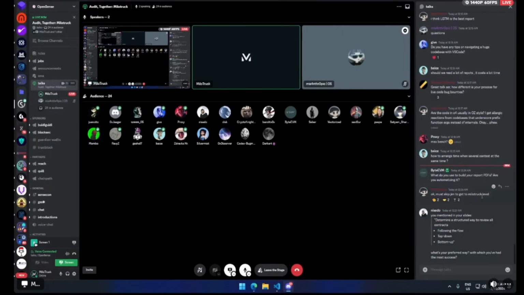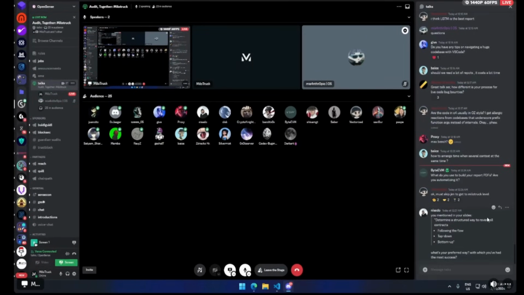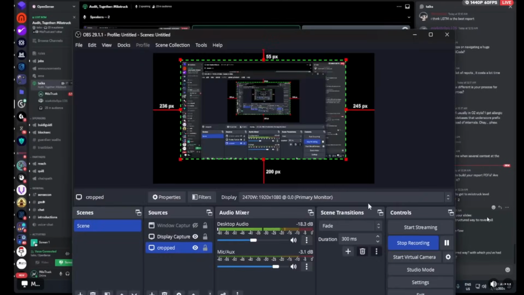You mentioned in your slide, determine a structured way to review all your contracts. I do what I think fits the protocol best. I mentioned CCIP is a bridge, so I follow the flow. And if it's like LUKSO, I do top down or bottom up, because that's what I think fits the audit best. I don't really have a fixed methodology for anything. I do what I think is best for the audit and what will help me the most. If you're asking what I prefer, following the flow makes the most sense, because it's very easy to follow what the user thinks when he's calling functions. Let's say you follow them depositing and withdrawing funds. But this is really up to you when you're auditing.